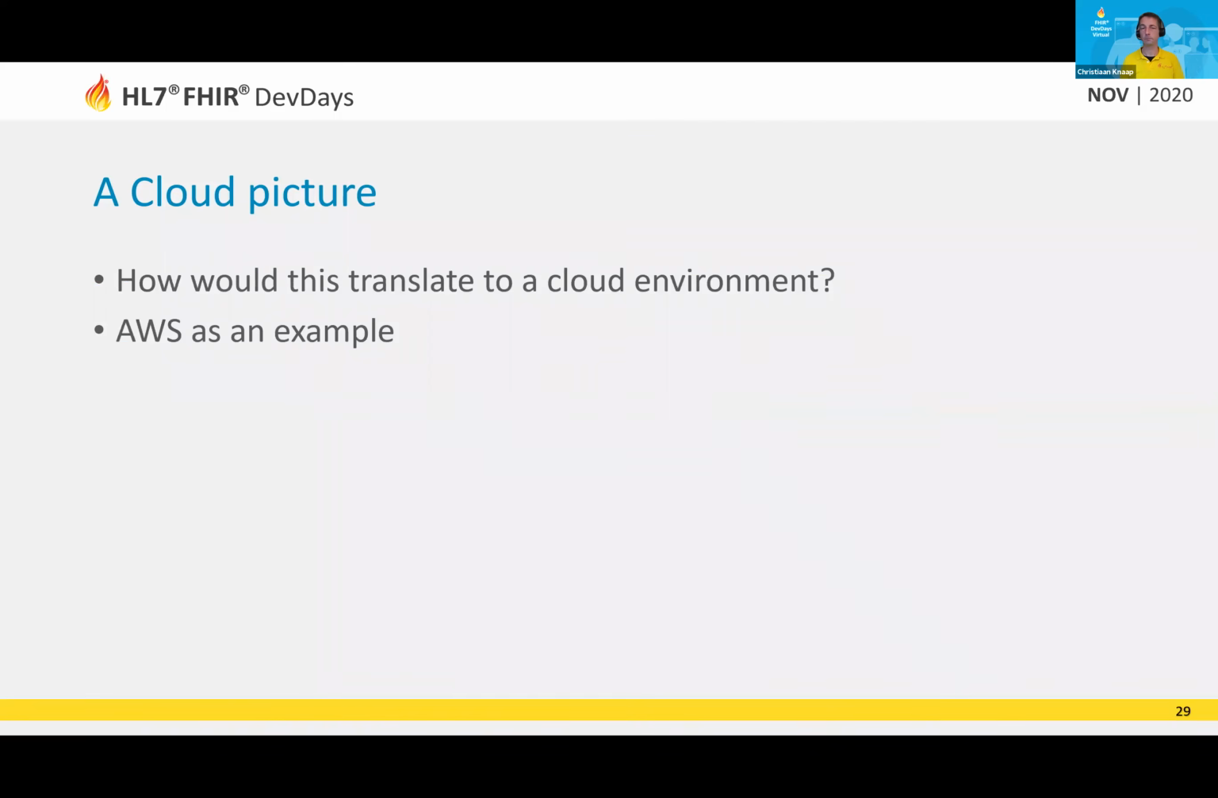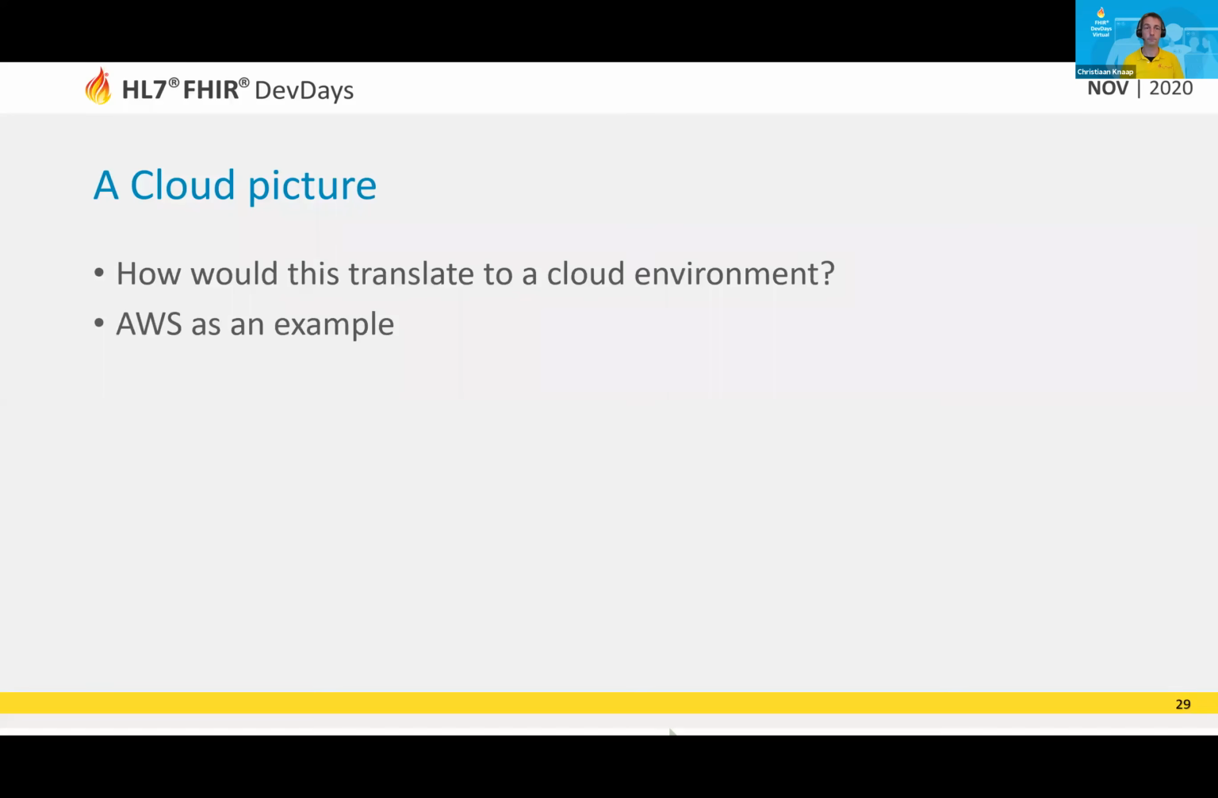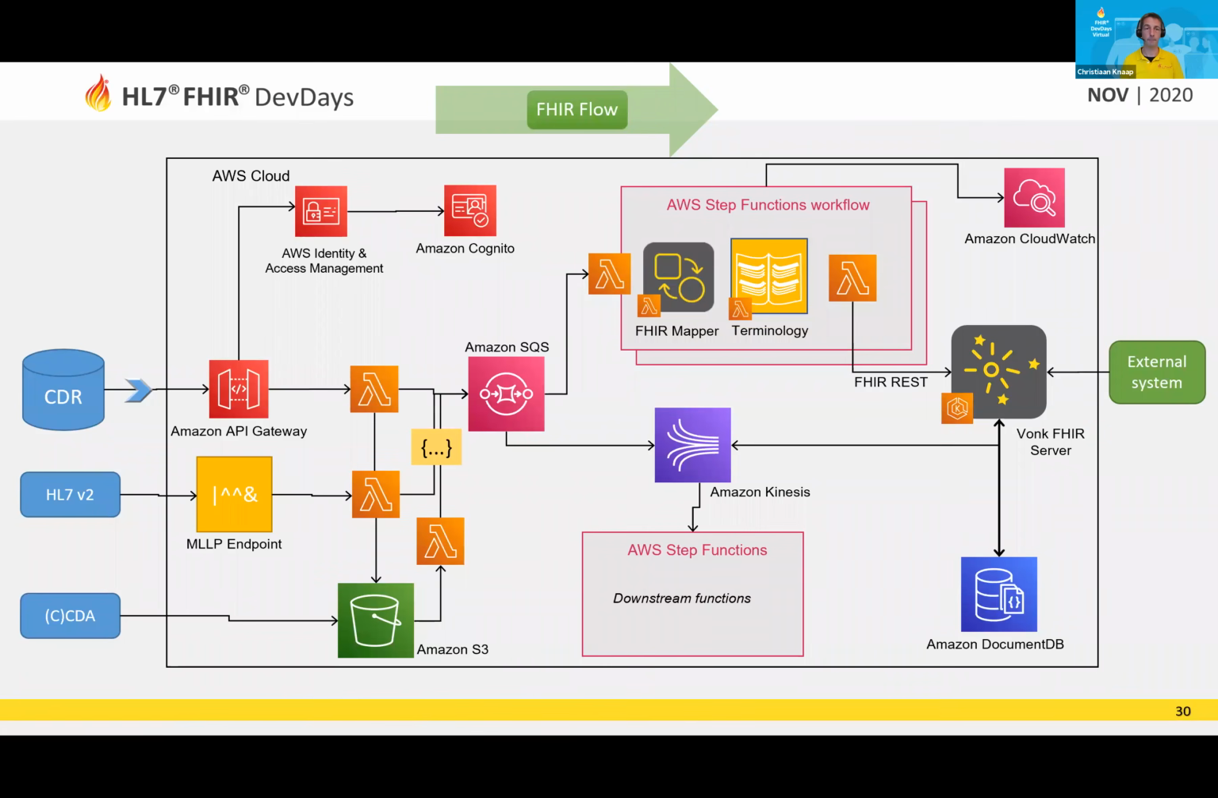This might sound all a bit theoretical, and it's all PowerPoint boxes. So we decided to translate this into an actual cloud environment, in this case, the Amazon Web Services cloud environment. Of course, a similar solution exists for Azure and for Google Cloud. So what would it look like then? We still have the three sources on the left to feed all that data into your system. And they all get their own endpoints.